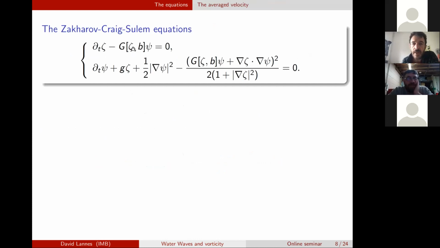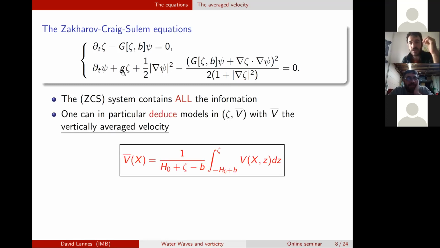You have reduced the problem to a set of evolution equations on two scalar quantities zeta and psi, defined on the horizontal plane R^d, which is no longer a free boundary problem. Okay, so this is a convenient set of equations. So this system has been studied a lot, and actually it contains all the information you need for the water waves problem.